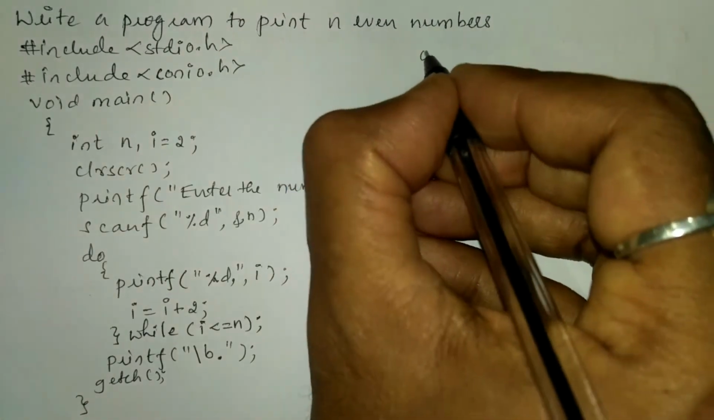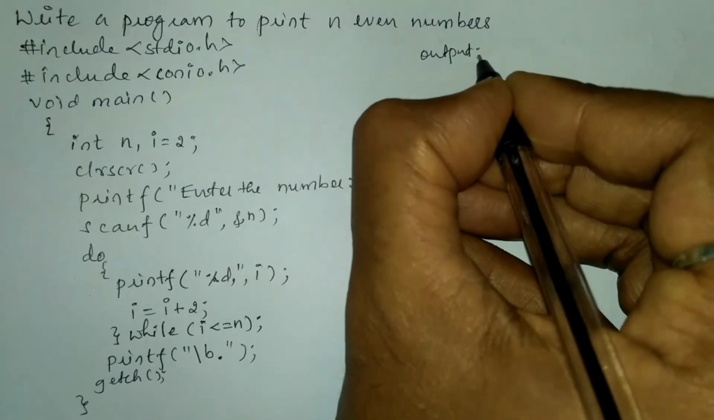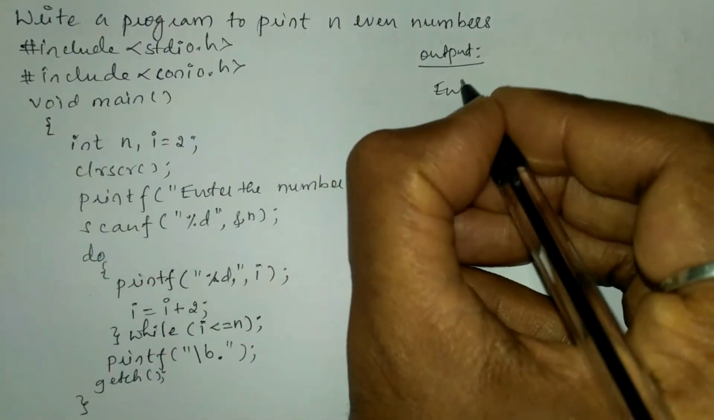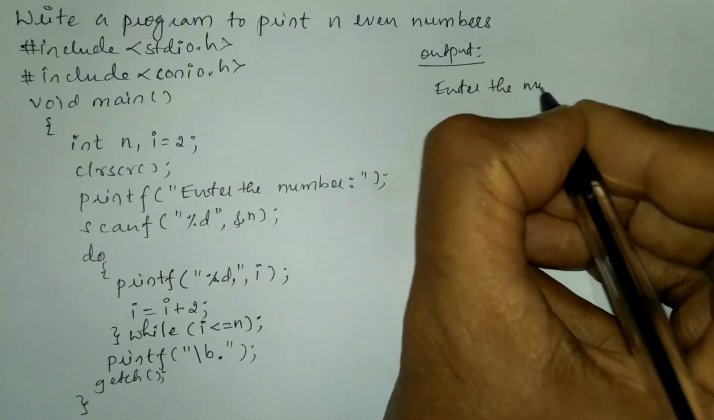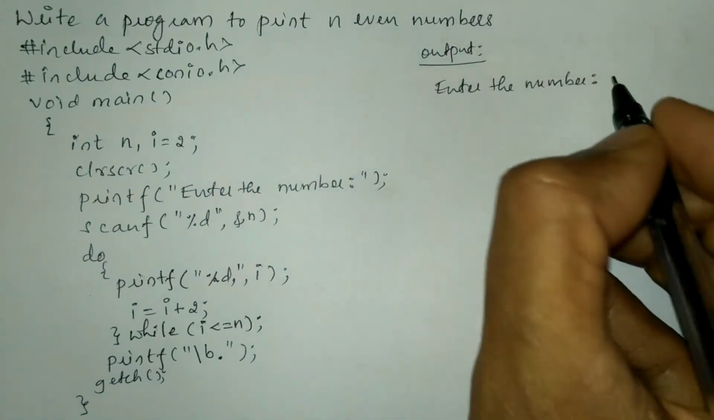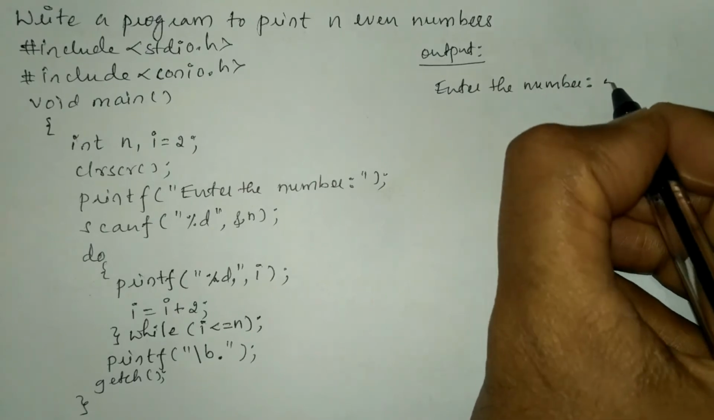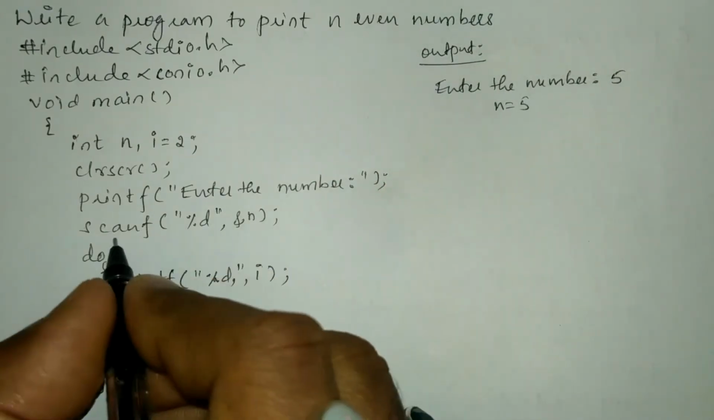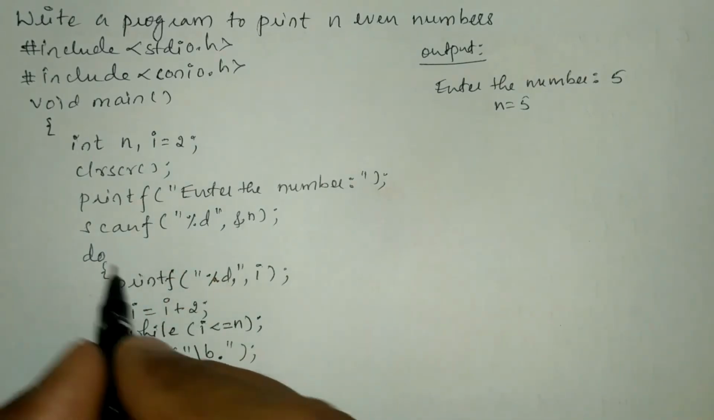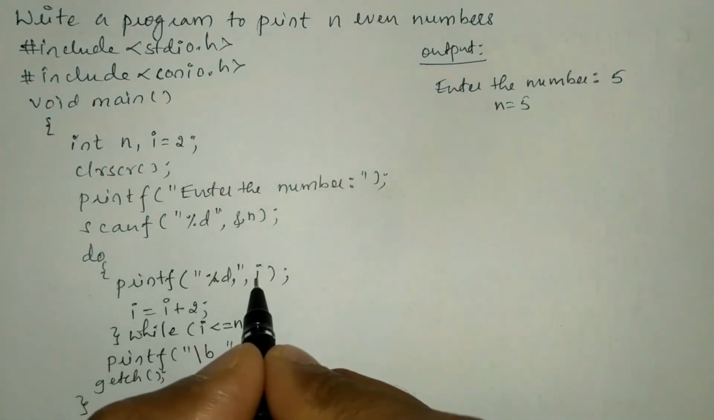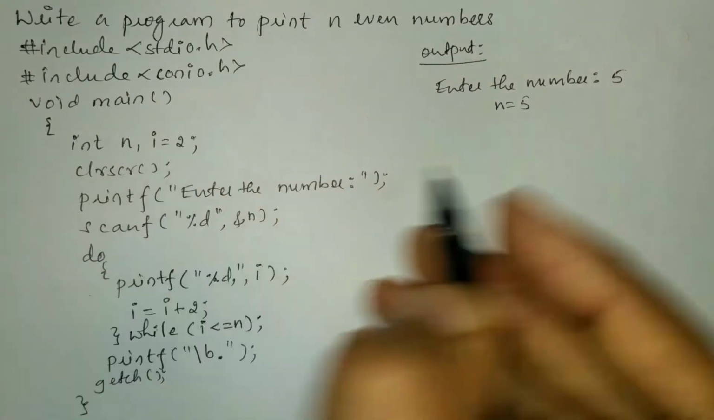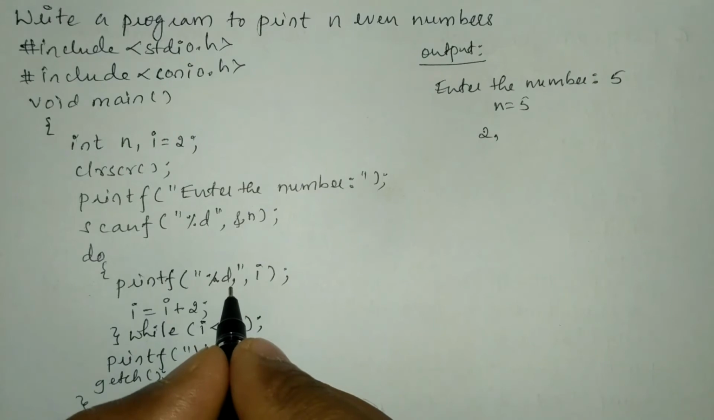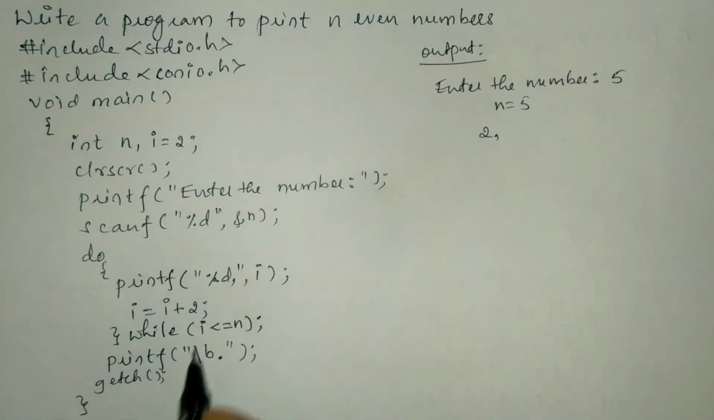Now let us take an example. Once we compile and run this program, it will ask the user to enter the number. For example, I'm going to enter 5 here. So n is equated with value 5 because of this scanf statement. Now we are going to print the %d i value, for the first time it is 2. So it is going to print 2 then comma, because of this comma before the double quotation mark.